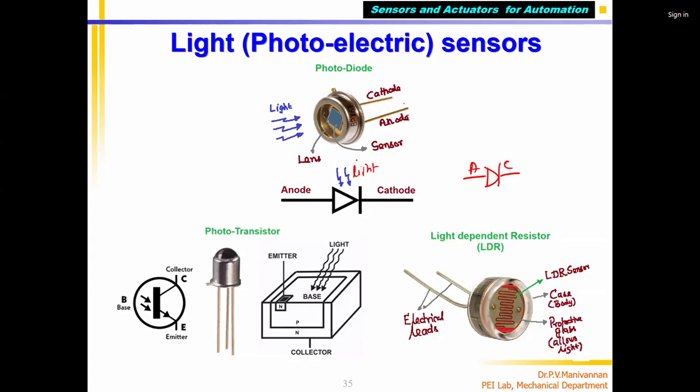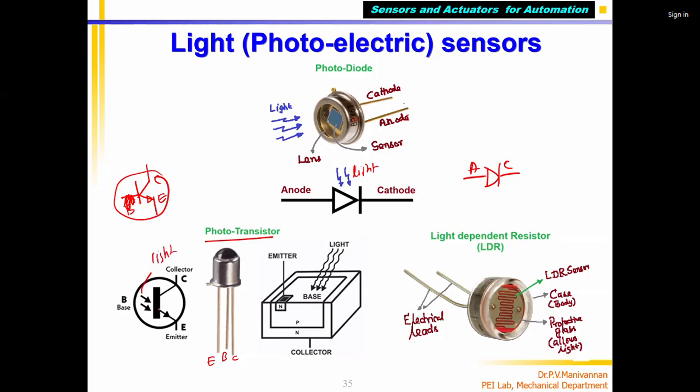Similarly, the phototransistor. A transistor is a three-terminal device. It has emitter, base, and collector. The symbol for a normal transistor will be shown like this: collector, emitter, base. But in the case of a phototransistor, see that the base line is not there. Here, this shows light.